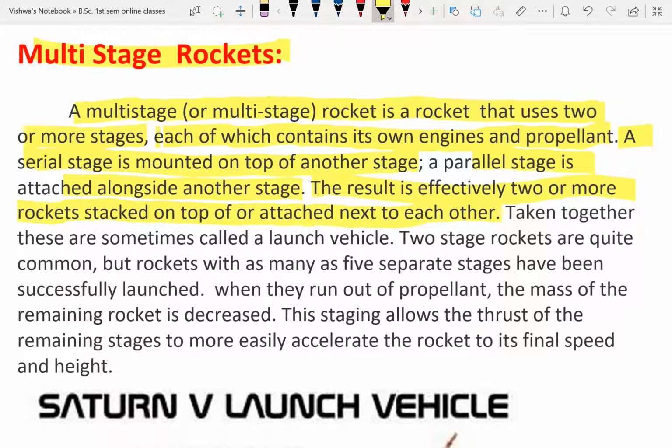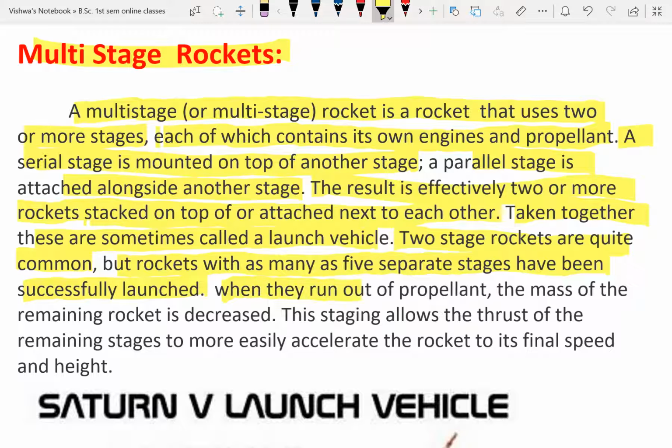So by this, we can use a number of rockets stacked on top of another. Instead of using a different number of rockets, you just use a different number of engines in a single vehicle, that is, in a single rocket. Taken together, these are called launch vehicles. Two-stage rockets are quite common, but rockets with as many as 5 separate stages have been successfully launched.